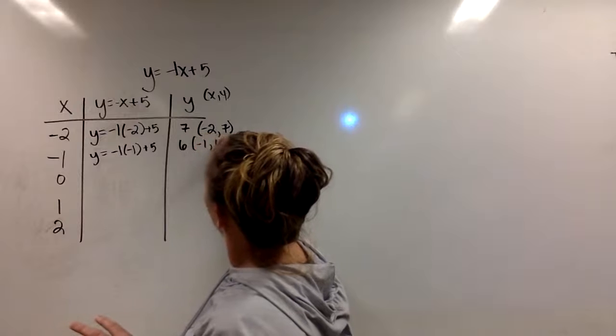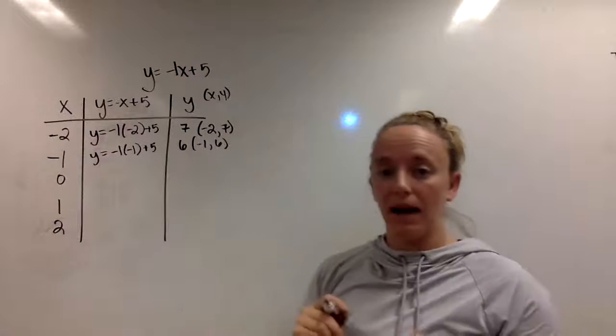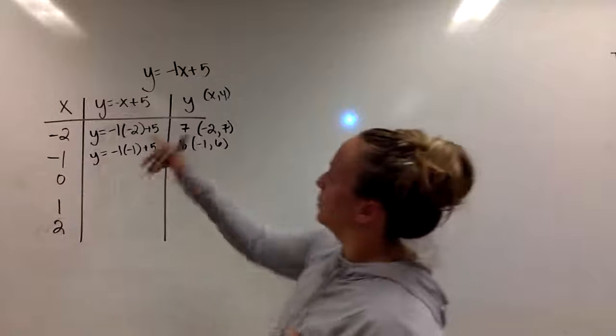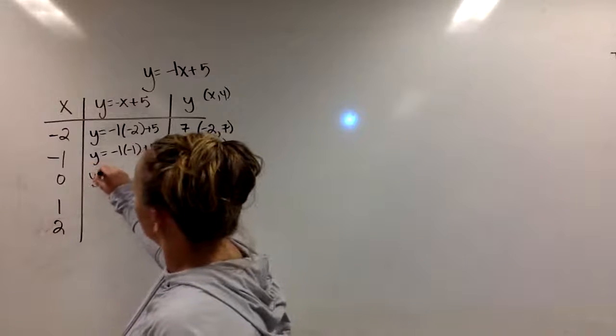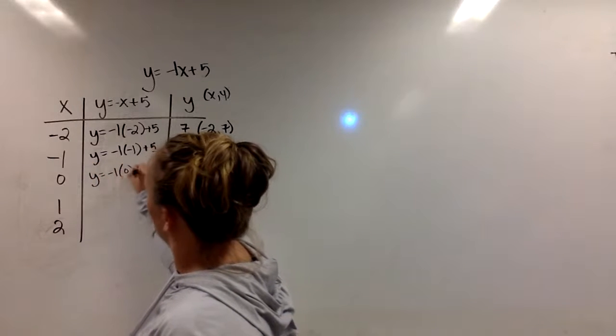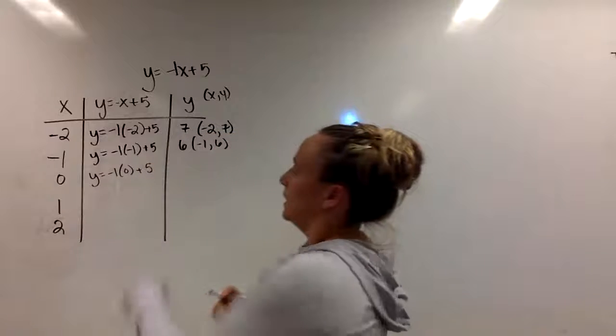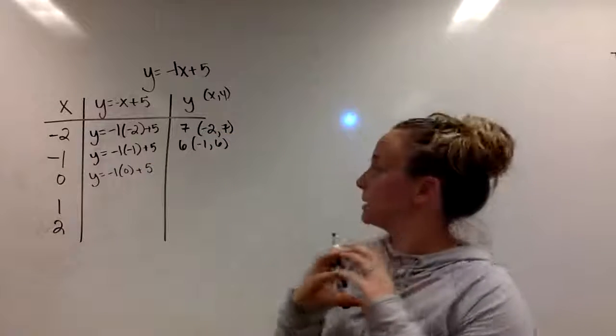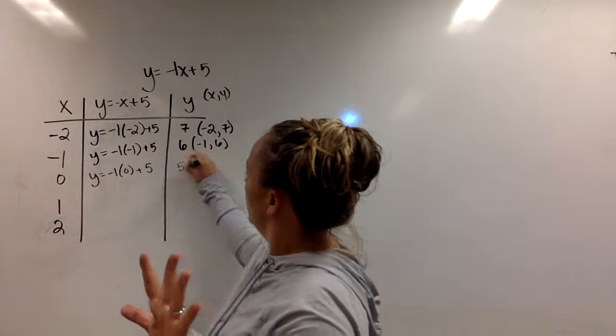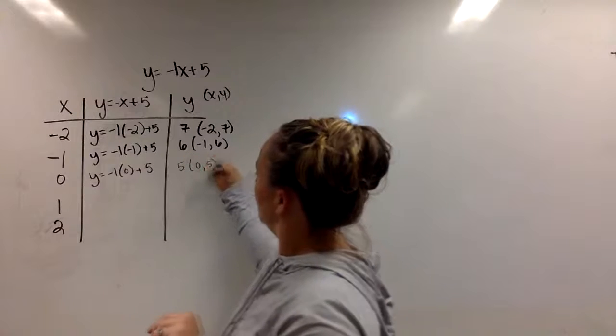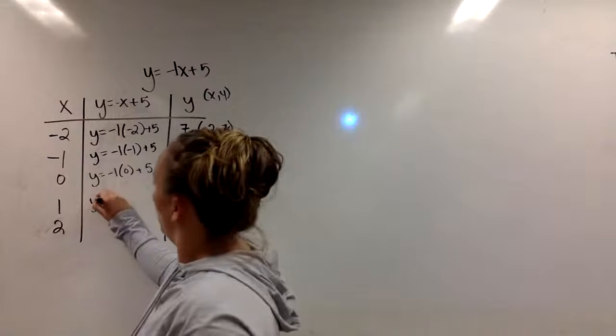So I have -1, 6 for my next point. I'm now going to put 0 into that equation. y is equal to -1 times 0 plus 5. -1 times 0 is 0, plus 5 is 5. 0, 5.